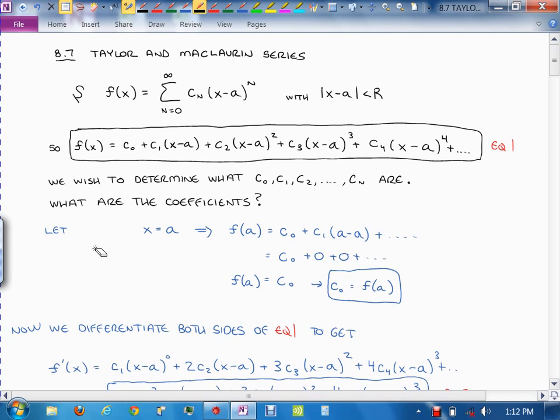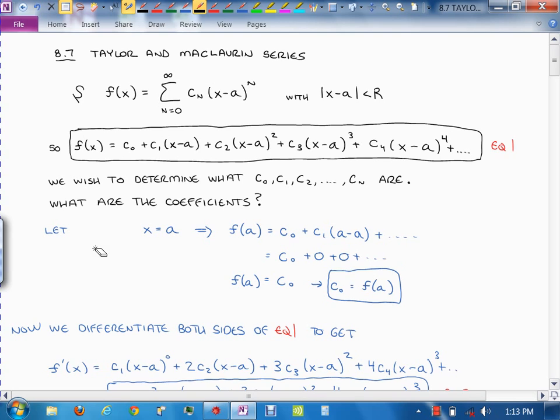So if we let x equal a in this first equation right here, what happens? We get f of a equals c sub 0 plus c sub 1 times a minus a, which is 0, plus c sub 2 times a minus a, which is 0. So we get f of a equals c sub 0 and then a bunch of zeros. Doesn't that mean that f of a equals c sub 0? So our first constant is this function evaluated at a. That's the first constant.